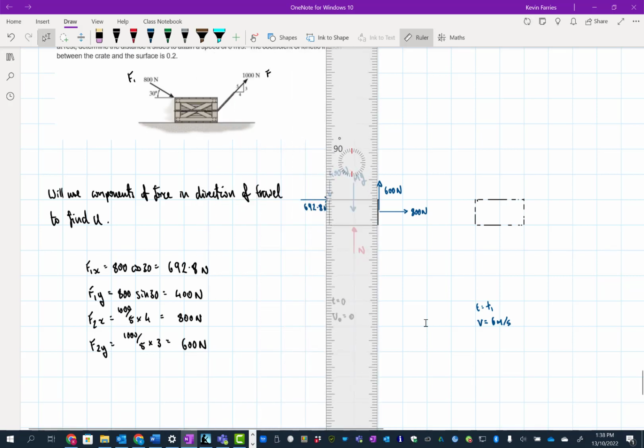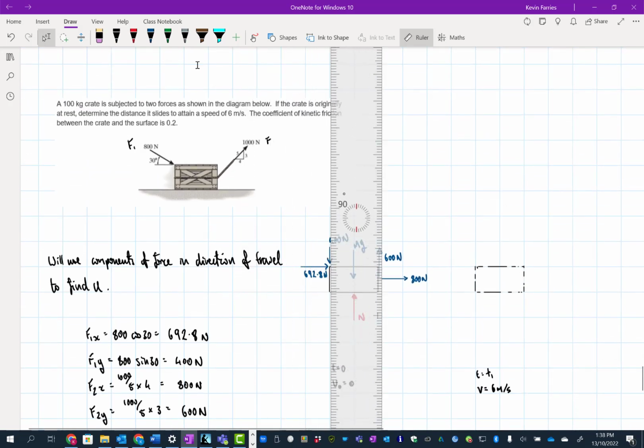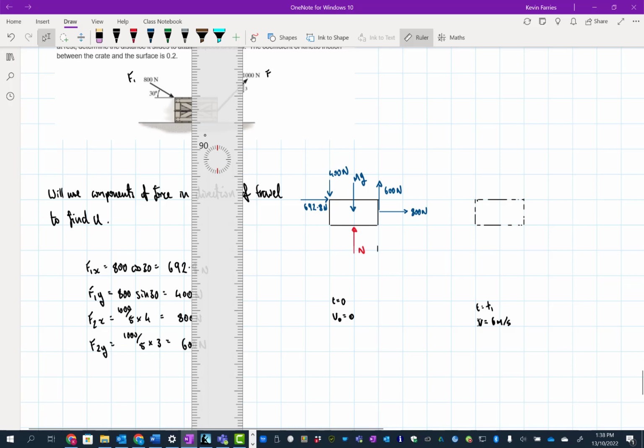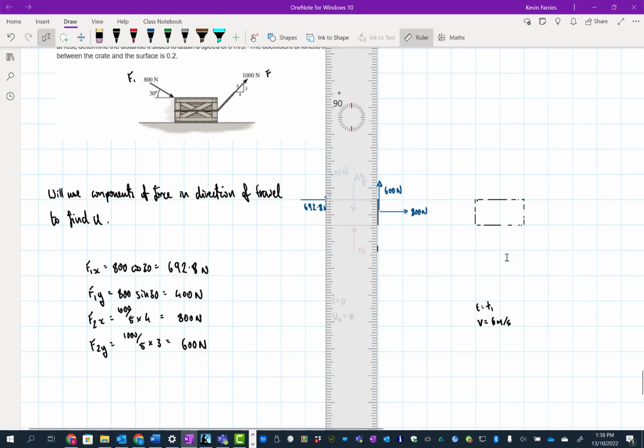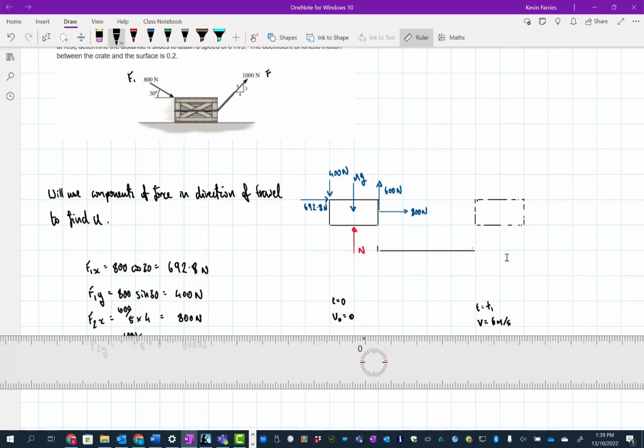And we know this thing, well, we don't know how far it's traveled, but we know what speed it's got. So I've just written that down here. And so at this position, time 0, v naught is 0. It told us it was at rest to start with. Yep, it's originally at rest. Determine the distance it slides to get a speed of 6 meters per second. So it's going to get to 6 meters per second at some time, t1. And the distance it's traveled, we're trying to figure out that distance x.